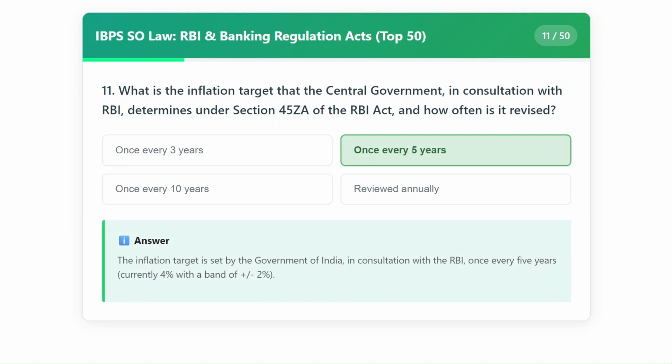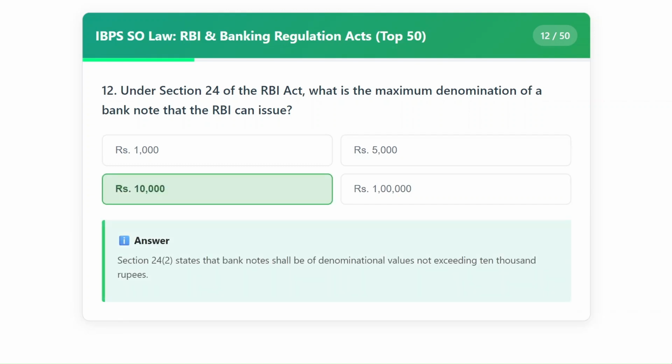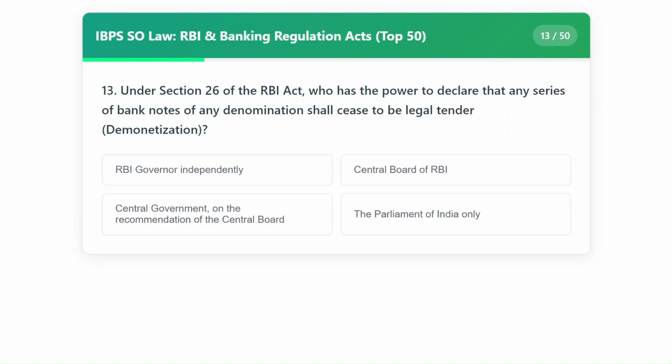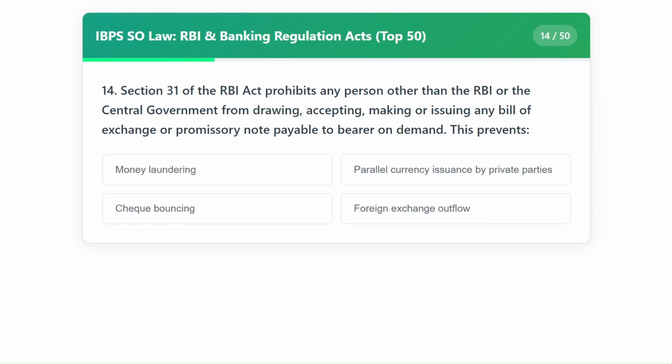Once every 5 years. Under Section 24 of the RBI Act, what is the maximum denomination for bank note that the RBI can issue? Rupees 10,000. Under Section 26 of the RBI Act, who has the power to declare that any series of banknotes of any denomination shall cease to be legal tender? Central Government on the recommendation of the Central Board.